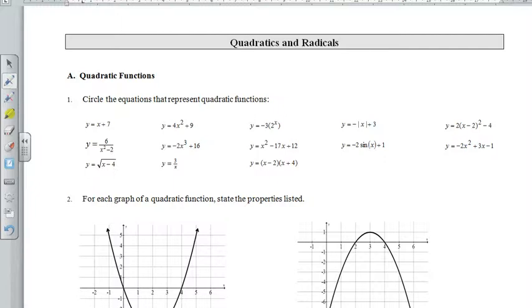Okay, how many got 5? How many got fewer than 5? How many got more than 5? Well, I did.